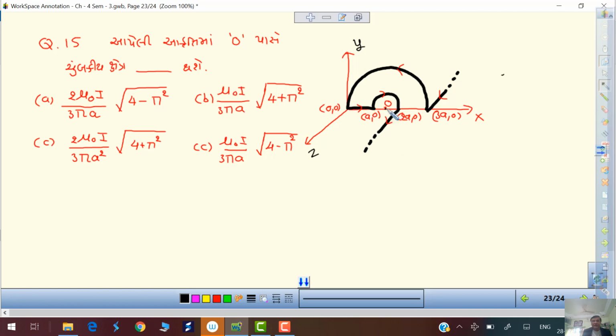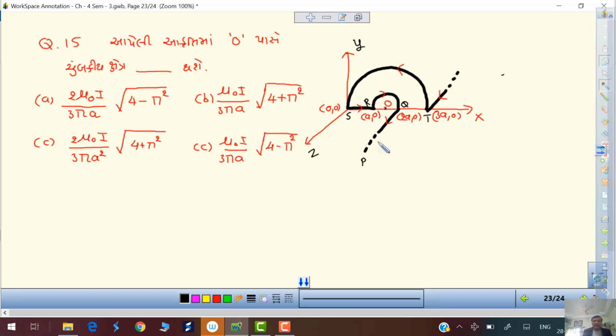So the magnetic field at O has to be found, that because of this, I say this is PQ. Then this loop, then R to S, S to T loop again, half loop, and again there is an infinite long wire.